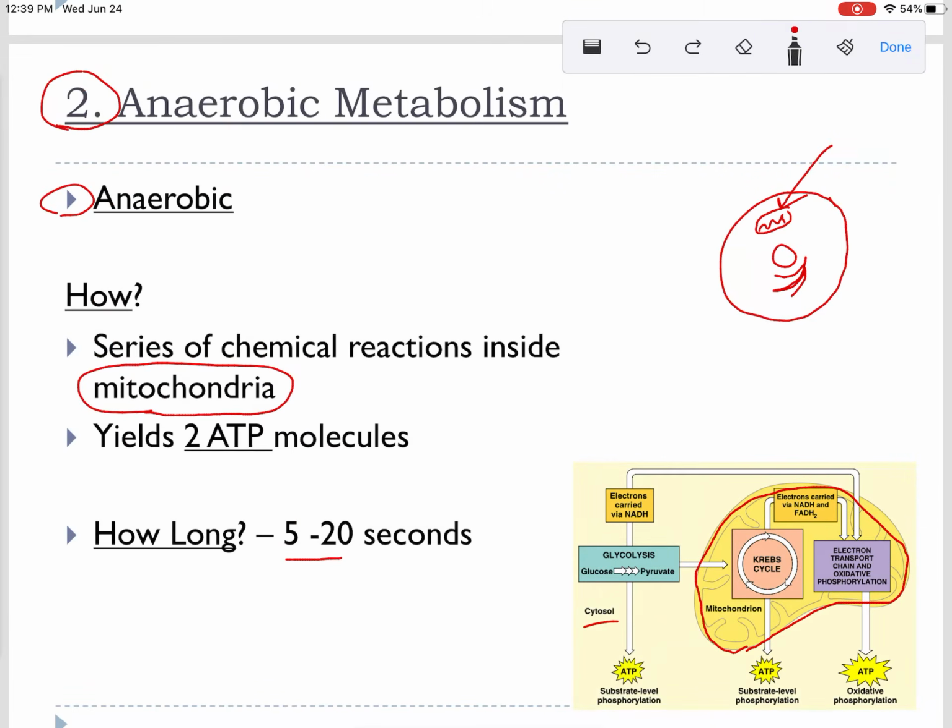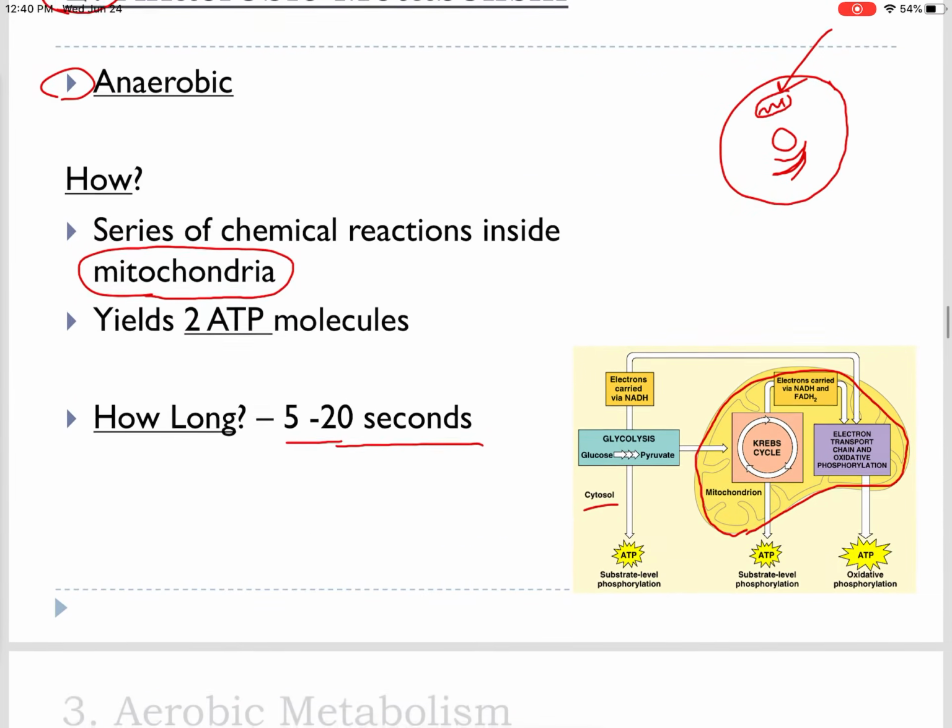And then lastly, you should know how long this will provide energy for. An additional maybe 5 to 20 seconds. So let's review. Here we are in our second series of chemical reactions. It is also anaerobic, just like the first series of chemical reactions. The chemical reactions of this step are occurring in the mitochondria of the cell, and it produces enough energy to last maybe 5 to 20 seconds.